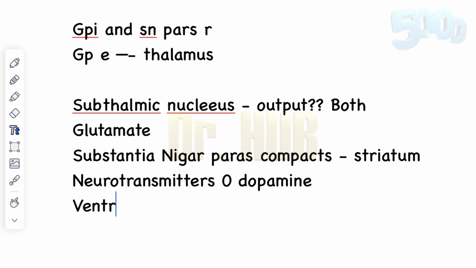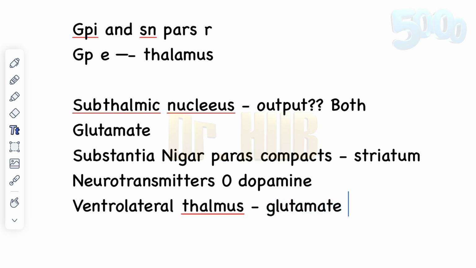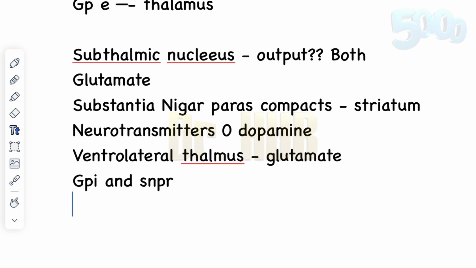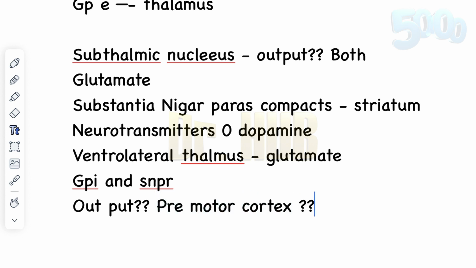Now we are looking at the ventrolateral thalamus. Here the neurotransmitter is glutamate and the input is the GPI and also the SNPR. Now what about the output? The output includes the premotor cortex. The premotor cortex is the output.